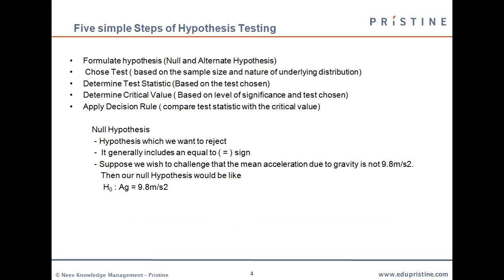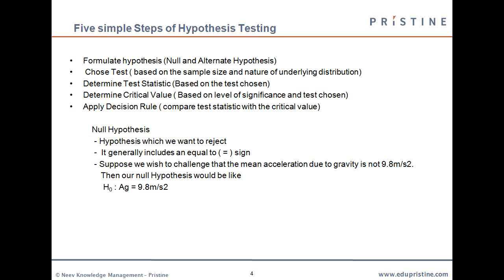So first of all, let me brief you about hypothesis testing. You can think of hypothesis testing as consisting of 5 simple steps. The first is formulating the hypothesis. In this, you need to understand the difference between the null and alternate hypothesis. After formulating the hypothesis, the second step would be choosing the appropriate test. Two factors should be considered while choosing the test. It should be based on the sample size and the nature of the underlying distribution. We'll see which test to use based on different sample sizes and different natures of the underlying distribution, whether it is a normal distribution or a non-normal distribution.